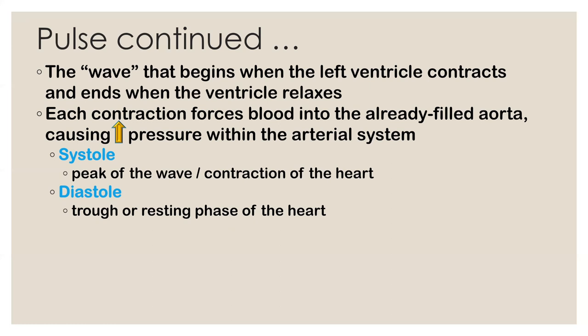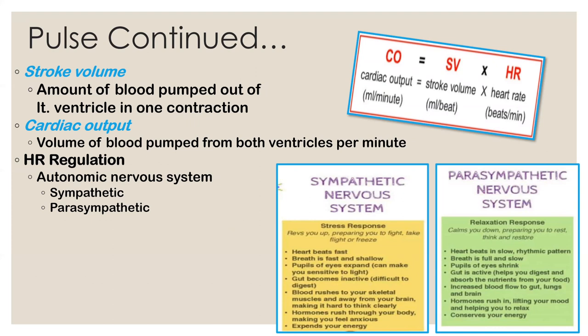Stroke volume is something else that we need to consider when we're talking about pulse. This is the amount of blood pumped out of the left ventricle in one contraction. Usually you're not going to know your patient's actual stroke volume, though it averages about 70 milliliters in most healthy adults. If stroke volume decreases, such as in a large blood loss or a hemorrhage, the body tries to maintain that same cardiac output by increasing the pulse rate.